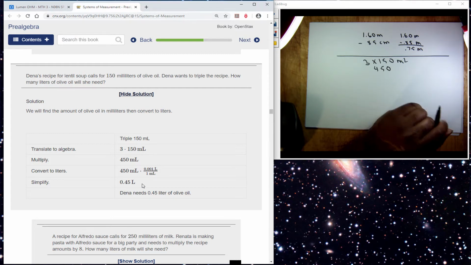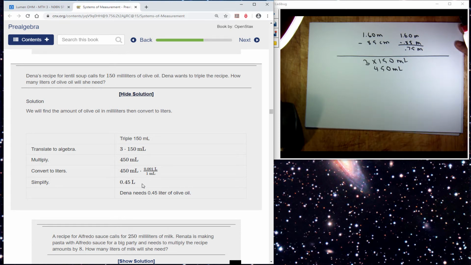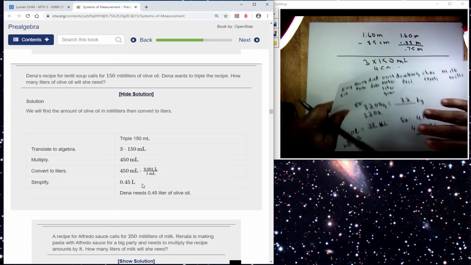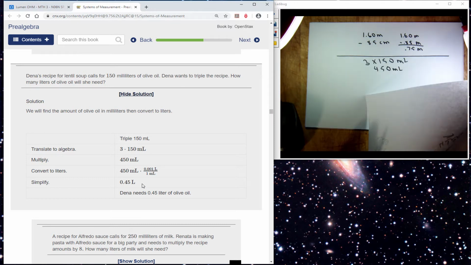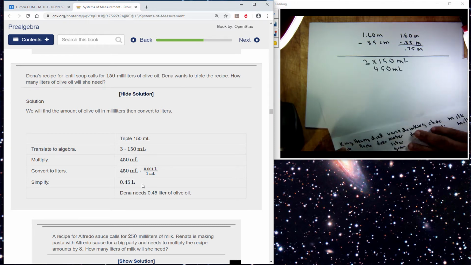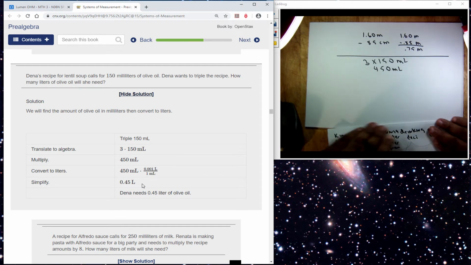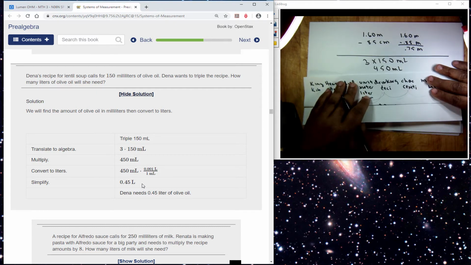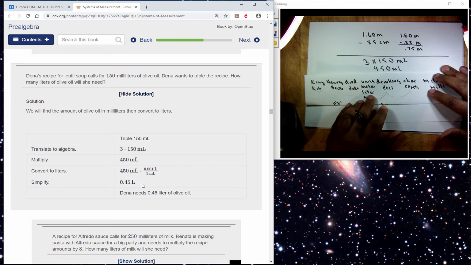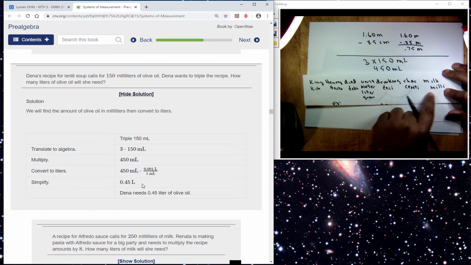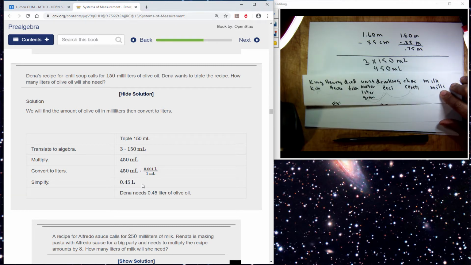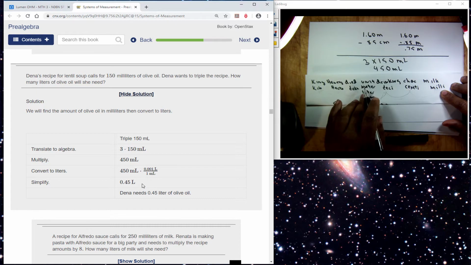They asked the question, how many liters will she need? So I have to convert again. When I look at this, I have to convert from milli, and I want to convert that into liters. From milli to liters, how many jumps is that going to take me? 1, 2, 3. 3 jumps.